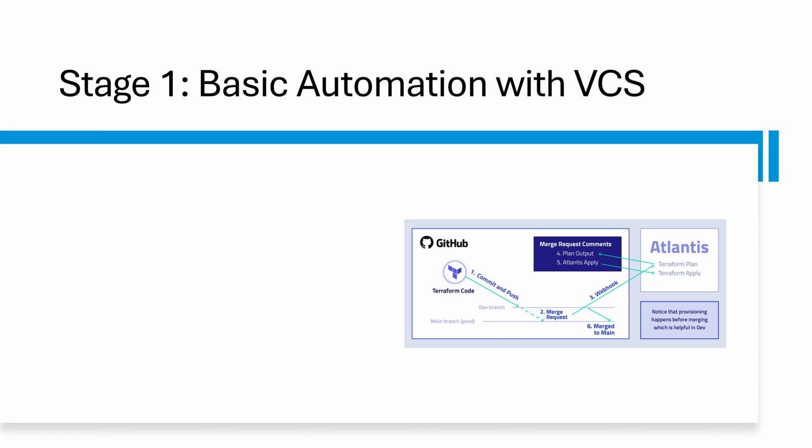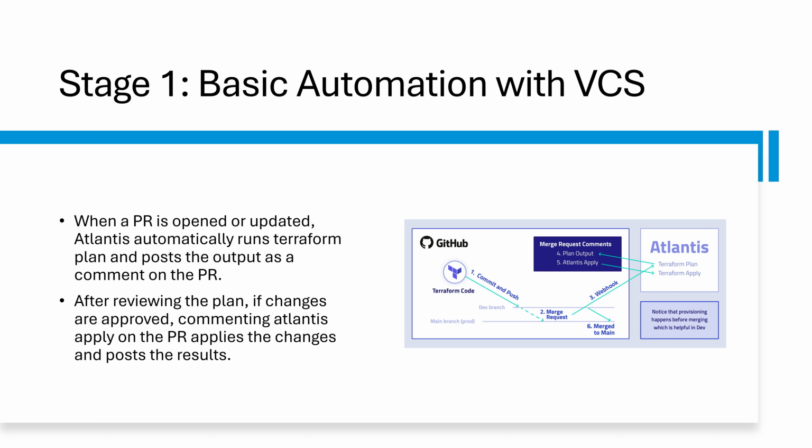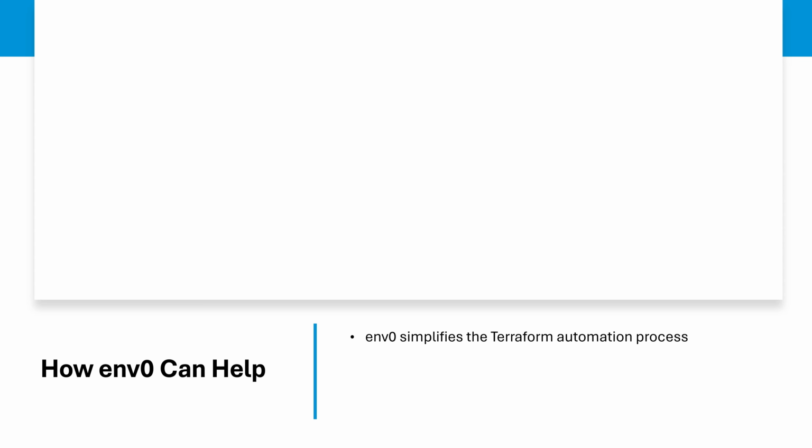Starting off with stage 1, you want to integrate your version control system with Terraform. And something like this here, where some people use Atlantis. When a PR or a merge request is opened or updated, Atlantis automatically runs Terraform plan and posts the output as a comment on the PR. Then after reviewing the plan, if changes are approved, commenting Atlantis apply on the PR applies the changes and posts the results in Atlantis. And N0 really simplifies the Terraform automation process.